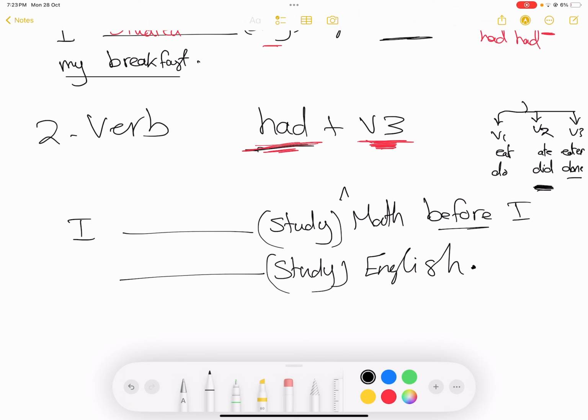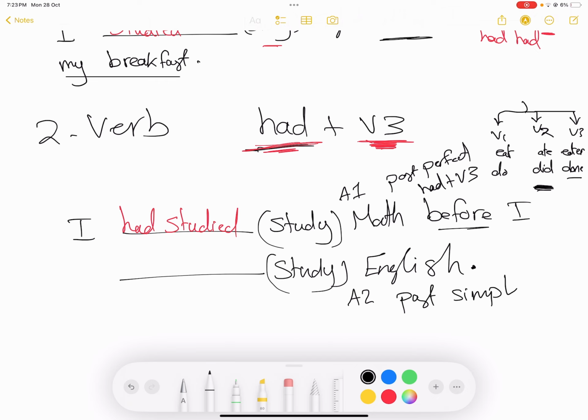Yes. So this is action 1, and this is action 2. We said action 1. What will happen to the verb in the past perfect? Had plus the V3. So it's going to be I had studied math. We said this is action 2. Which tense are you going to use with action 2? Past simple. What will happen to the verb in the past simple? You will add ed or version 2 of the verb. So here it's study, so before I studied English. All right, so I had studied math before I studied English.